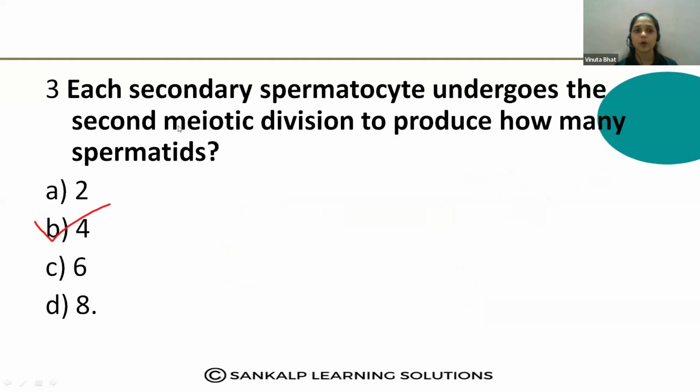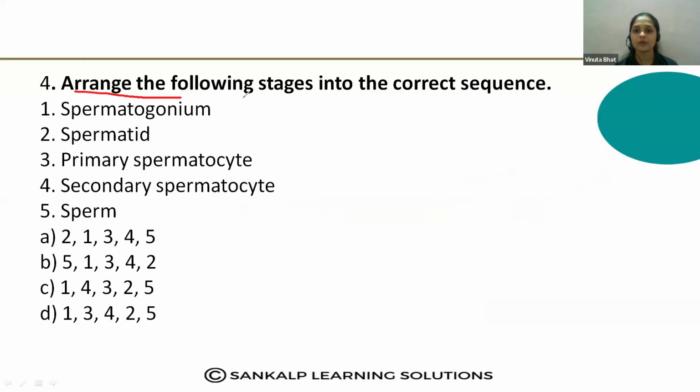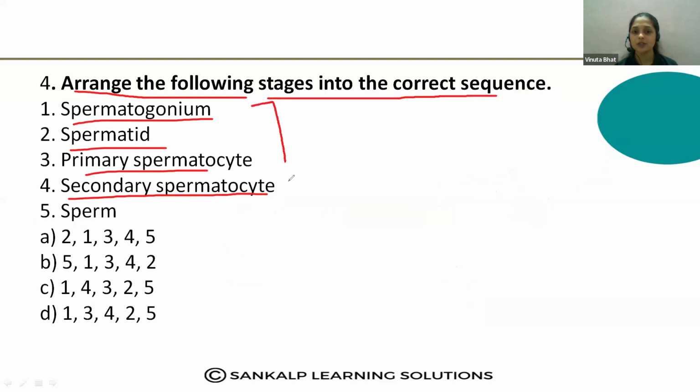Let's read the question properly. Arrange the following stages into correct sequence: spermatogonium, spermatid, primary spermatocyte, secondary spermatocytes. So this you should arrange in a correct sequence. First spermatogonium. After which stages occur, that you have to arrange in a proper manner.